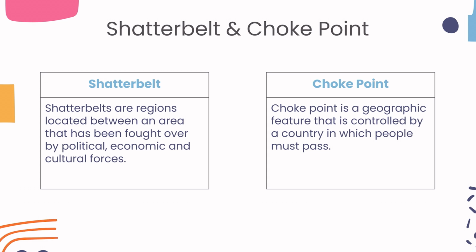Choke points, on the other hand, are geographic features controlled by a country through which people must pass. These areas are significantly important, especially in war and trade. For example, the Strait of Malacca is an important choke point that connects the Indian Ocean to the South China Sea and the Pacific Ocean. This route supplies oil to China and Indonesia, which makes it the primary choke point in Asia.